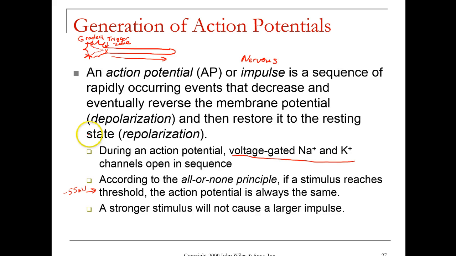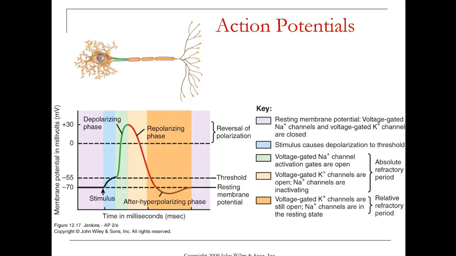This has an all or none principle. If a stimulus reaches the threshold, you get an action potential. If it's greater than the threshold, you get an action potential, but it will always have the same amplitude. So a stronger stimulus will not cause a larger nervous impulse. So here's our basic graph of the action potential, and we're going to come back to this graph and look at some key features.